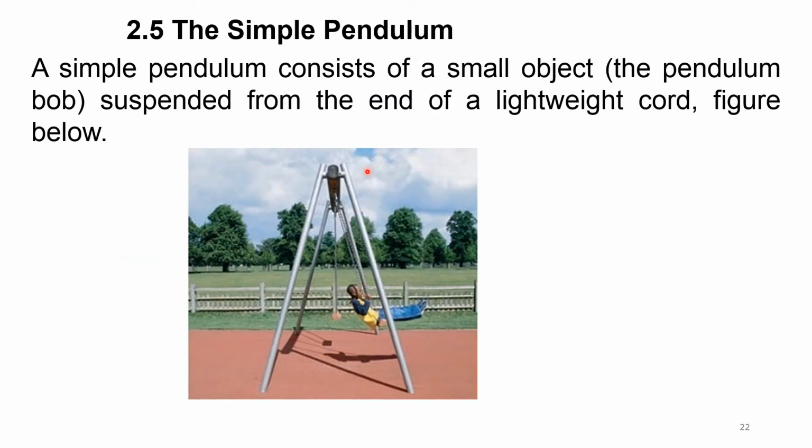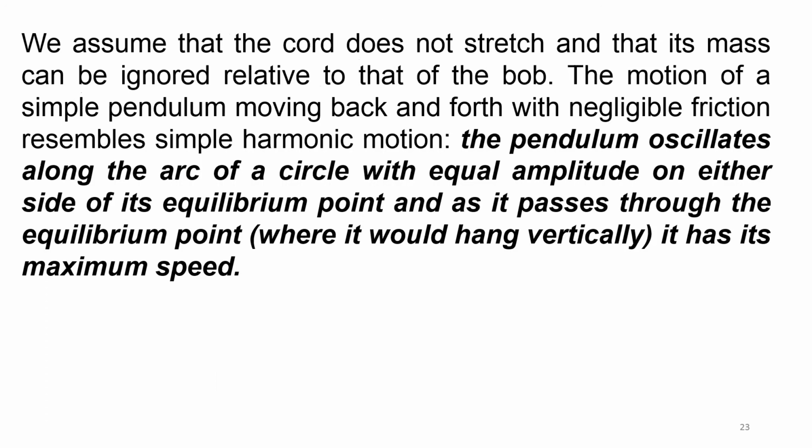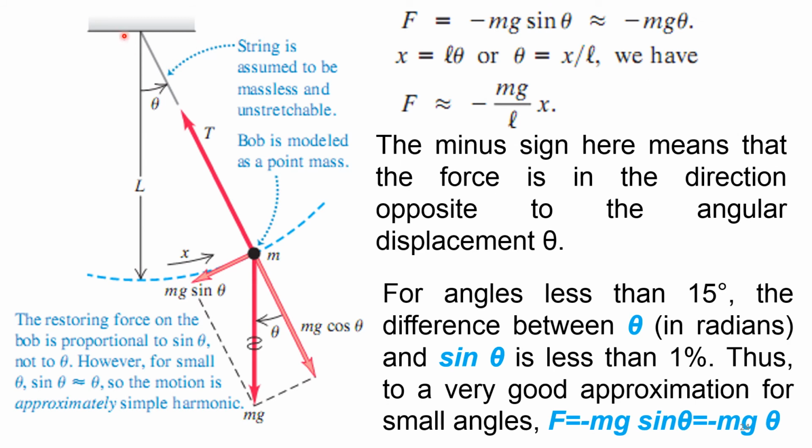The second one is the simple pendulum. A simple pendulum is an oscillator which consists of a small object, the pendulum bob, that is suspended from one end of a lightweight cord, as shown in this diagram. Then there is a vertical support, and we take a chain or a cord or a string, which is fixed to the support, and there is a free end as shown in this diagram.